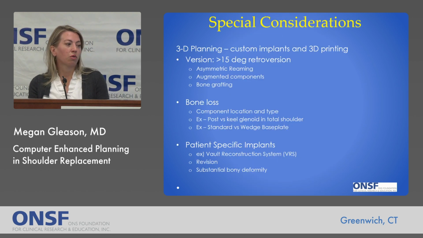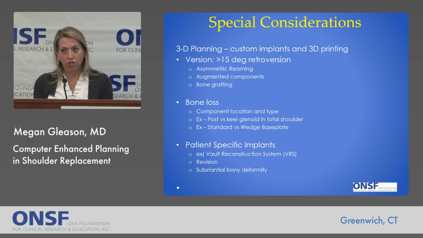Okay, so other considerations. Version is essentially talking about how much the socket angles backward, and that's really important. If you're getting above 15 degrees, you can really run into trouble and therefore get some instability afterward. Depending on the shape of the version, sometimes you can just correct it by how you ream when you're getting ready to put your components in. Sometimes you have to use different shape or size components, and sometimes you do have to bone graft depending on the situation. Another thing that we have to think about is bone loss.